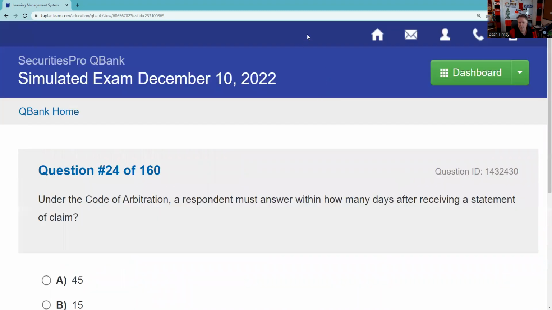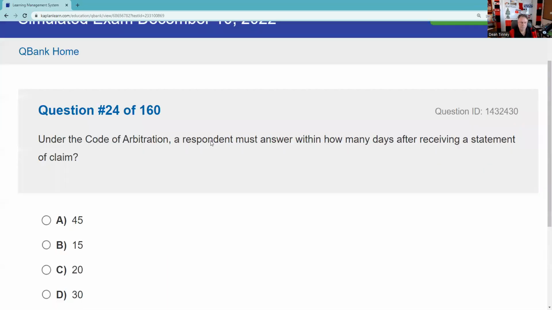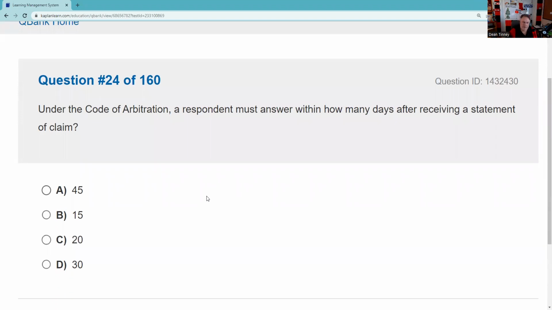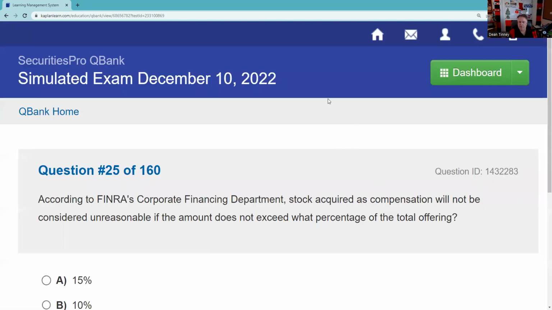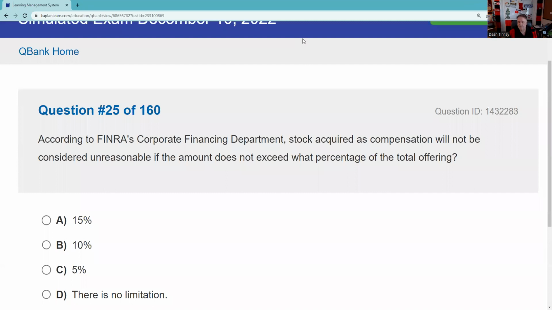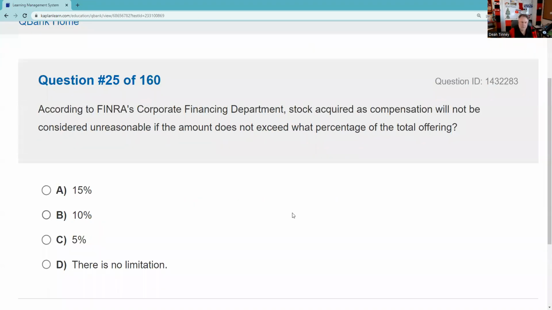Question 24. Under the Code of Arbitration, a respondent must answer within how many days after receiving a statement of claim? That would be 45 days. Question 25. According to FINRA's corporate financing department, stock acquired as compensation will not be considered unreasonable if the amount does not exceed what percentage of the total offering? That is 10%.